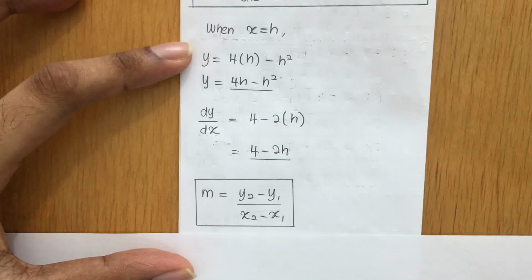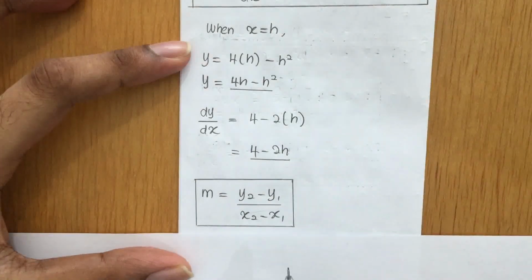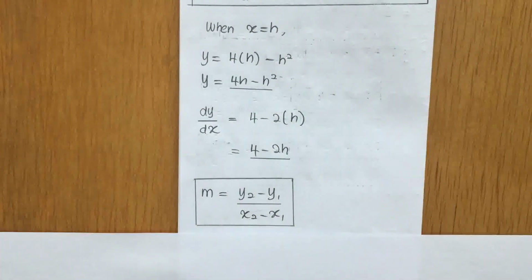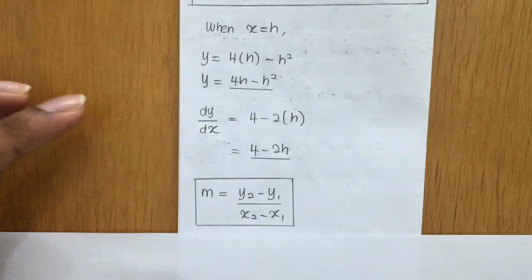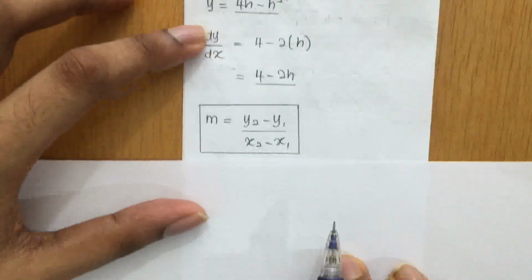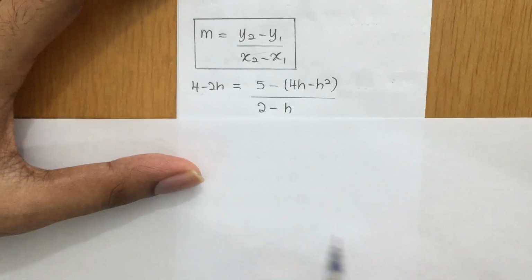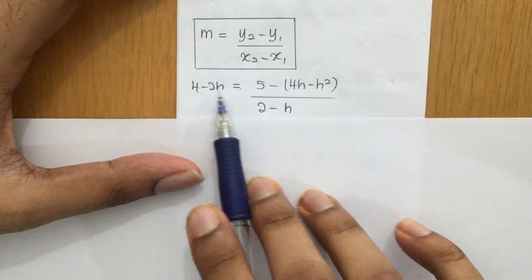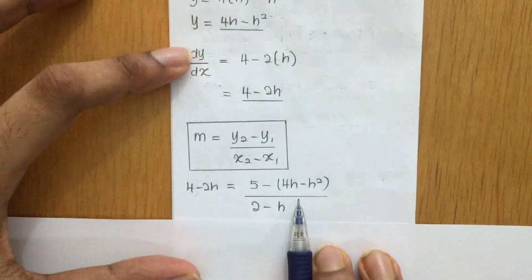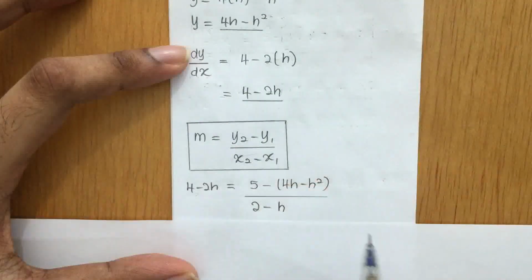So what I'm going to do is use P and Q to find the gradient of the straight line, and then compare it with dy/dx. I hope you can understand the concept, but if you still can't understand, no worries, I'm going to show you the working now. So 4 minus 2h, where I get this 4 minus 2h is from here guys, dy/dx, which I've already done just now.